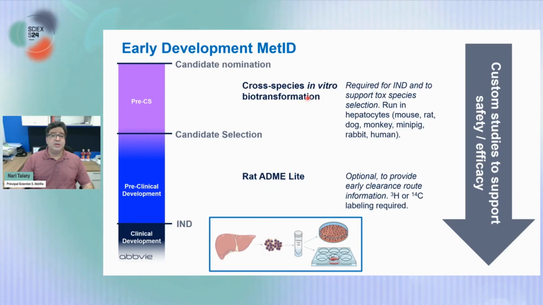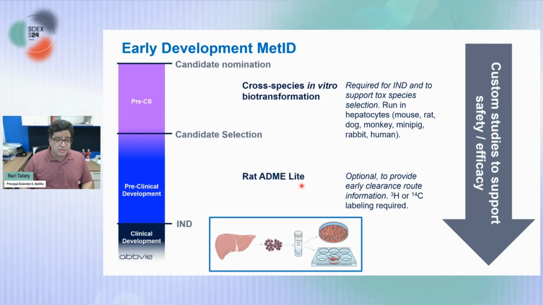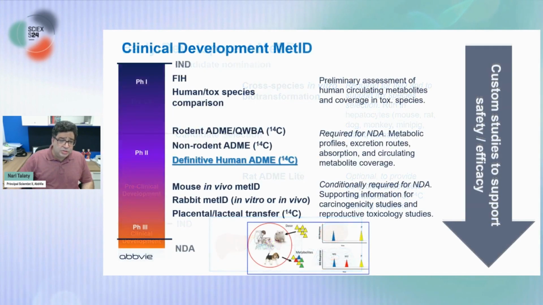And this is where we do the cross-species in vitro biotransformation studies. This is required for our IND filing. We try to select the correct species to do our ADME studies. And rat ADME-like studies are actually done using a tritiated and a carbon-14 label. So this is where the radio labeling starts happening as well. Now, this is a busy slide, but this is also where all of our clinical development MetID happens. So we do first in human studies.